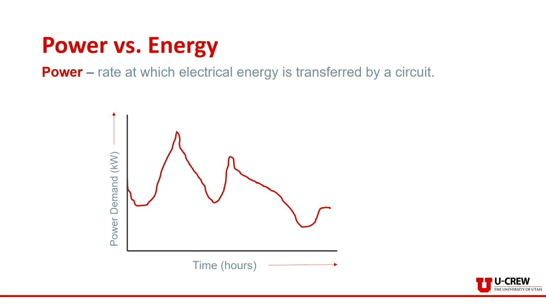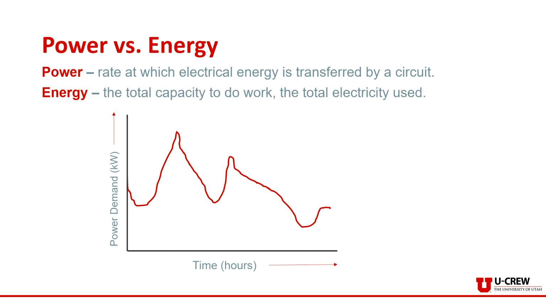Now, something that's super easy to confuse when you're just getting started is the distinction between power and energy. As a reminder, power is the rate at which electrical energy is transferred by a circuit. This is the red line down there, which represents the power draw over time from a facility measured in kilowatts. Energy, on the other hand, is the total capacity to do work, or in other words, the total amount of electricity used.